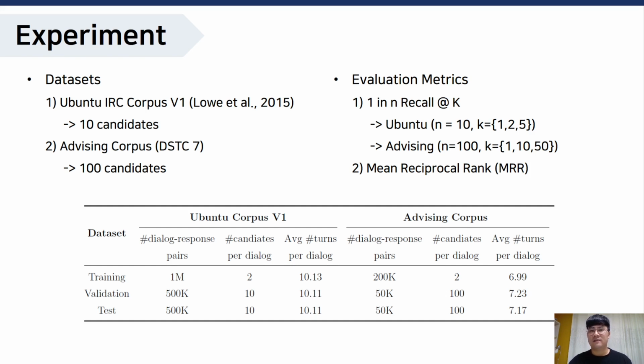All datasets contain 1 positive response and 99 negative responses. We only use 1 negative sample for training to make the same conditions as the Ubuntu corpus. As evaluation metrics, we use R_n@k, where n is 10 for Ubuntu and 100 for the Advising corpus, and we also utilize mean reciprocal rank to evaluate our model.